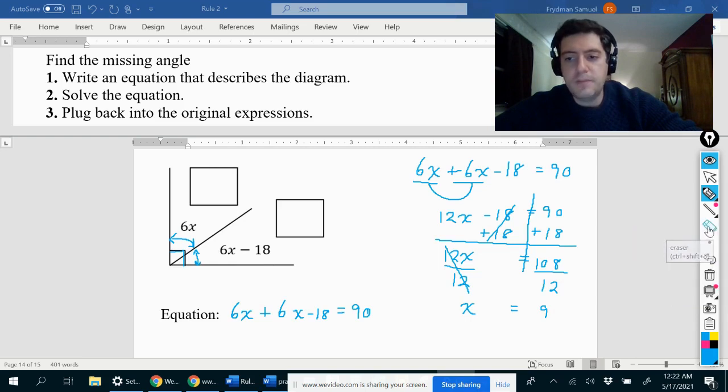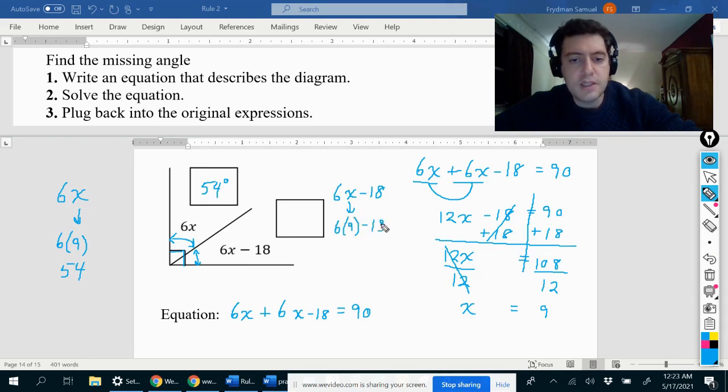So if we were to plug it back into this expression, then we would have simply 6 times 9, which is 54. So this angle is 54 degrees. Now, if we plug x into this expression, we would get 6 times 9 minus 18. So 6 times 9 is 54. And then if we subtract 18, let's see, that would be 36, right? Do it on the side here. 54 minus 18 is 36.